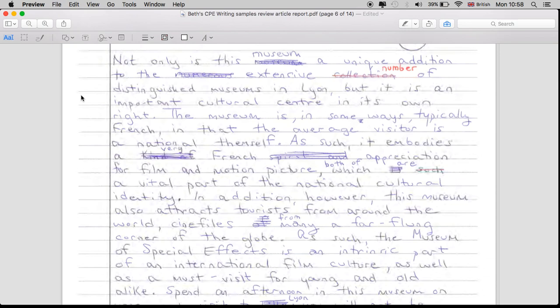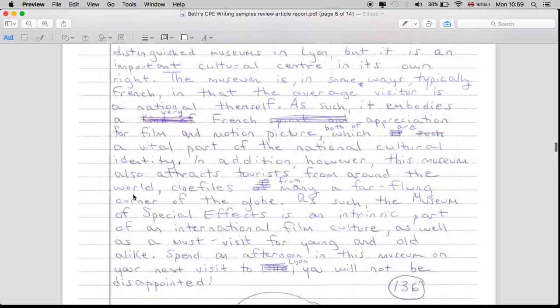Not only is this museum a unique addition to the extensive number of distinguished museums in Lyon, but it is an important cultural center in its own right. Aha! Now I have to get back to writing about how this was important to the culture. The museum is, in some ways, typically French, in that the average visitor is a national themselves. As such, it embodies a very French appreciation for film and motion picture, both of which are a vital part of the national cultural identity.